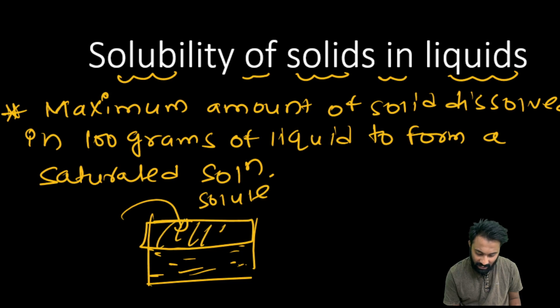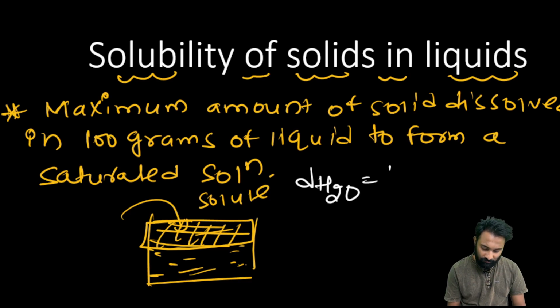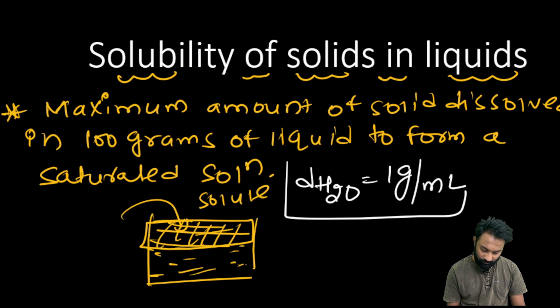What is the meaning of saturated? Already I explained. Solute plus solvent gives rise to solution, that is dissolution. And that solution again converting into solute plus solvent is called crystallization. So when the rate of dissolution and the rate of crystallization become equal, that solution we call a saturated solution. Clear? Now this you have to remember, it is very important: the density of H2O is 1 gram per mL.